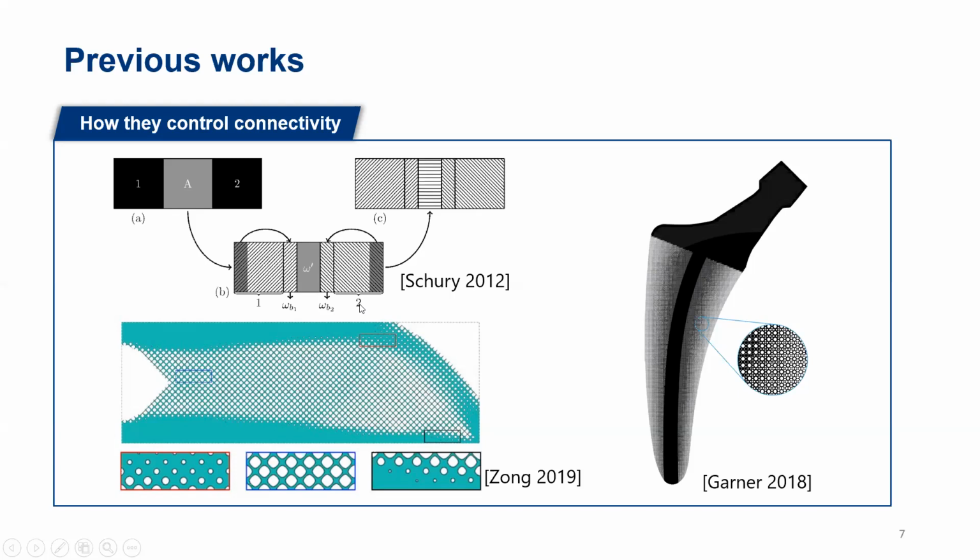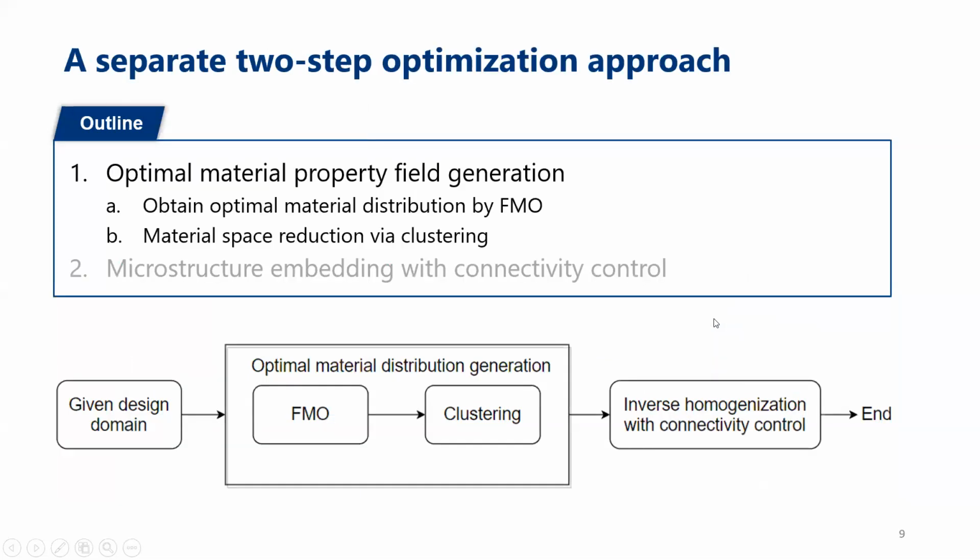physical property usually. Zong et al. proposed to design geometrically continuous cellular structure by a variable cutting level set. Garner et al. proposed a physics-based novel work that produces very promising results. However, the approach is not directly applicable here. Therefore, a separate two-step optimization approach is proposed in this study to help resolve the above issues.